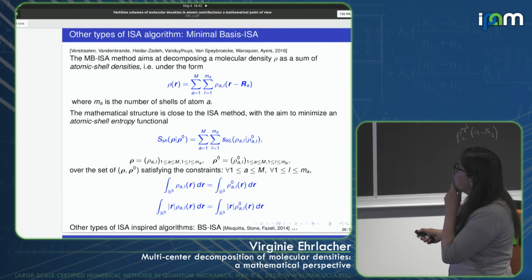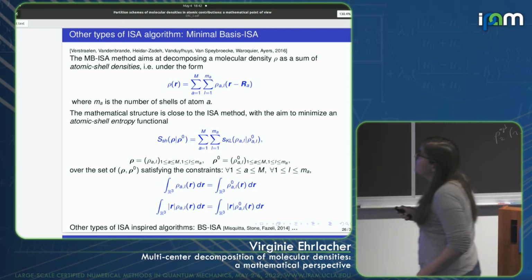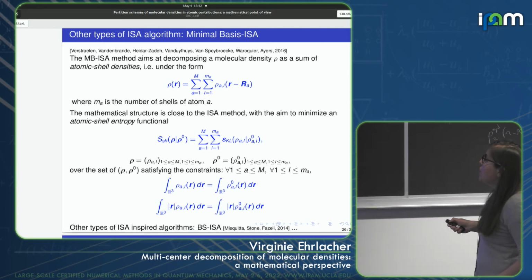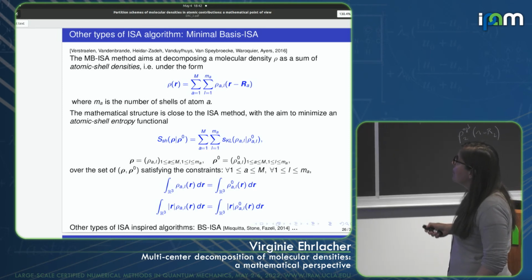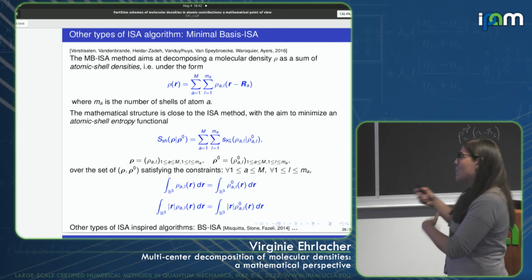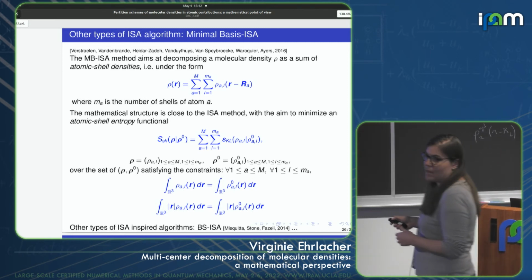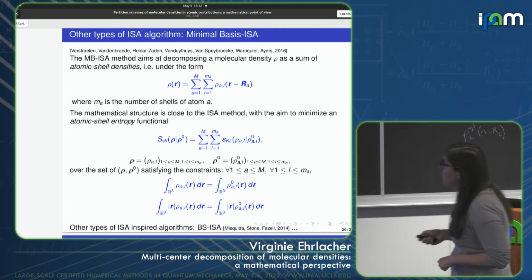I just wanted to go quickly on this. We were also interested to compare with another version of the ISA algorithm, which is called minimal basis ISA, proposed in this work. It's a more evolved version of the ISA method, but it's still based on variational arguments, a bit similar to what I just presented.